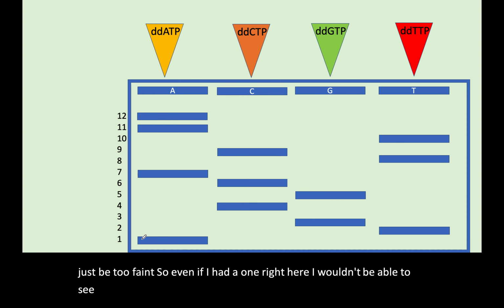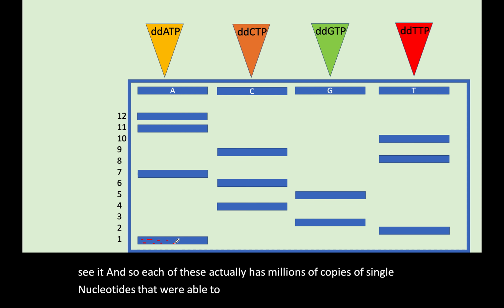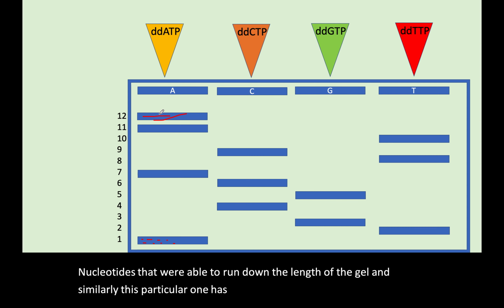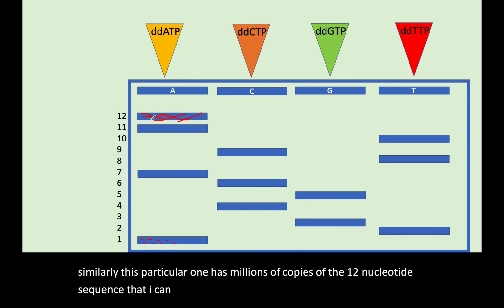And so each of these actually has millions of copies of single nucleotides that we're able to run down the length of the gel. And similarly, this particular one has millions of copies of the 12 nucleotide sequence that I can see together as a band on the gel.